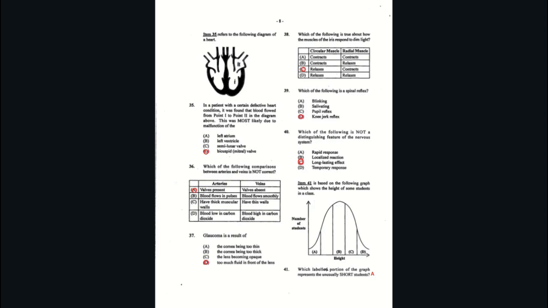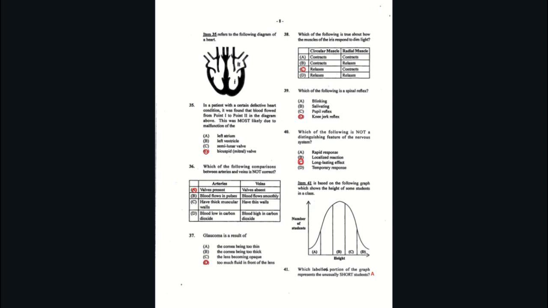bicuspid valve or mitral. Let's just call it the mitral valve, right? So we're saying that there's a malfunction of it. Usually when we have valves in the heart, they are there to prevent the backflow of blood. We don't want blood backflowing and stuff like that. So there would be a malfunction in that.